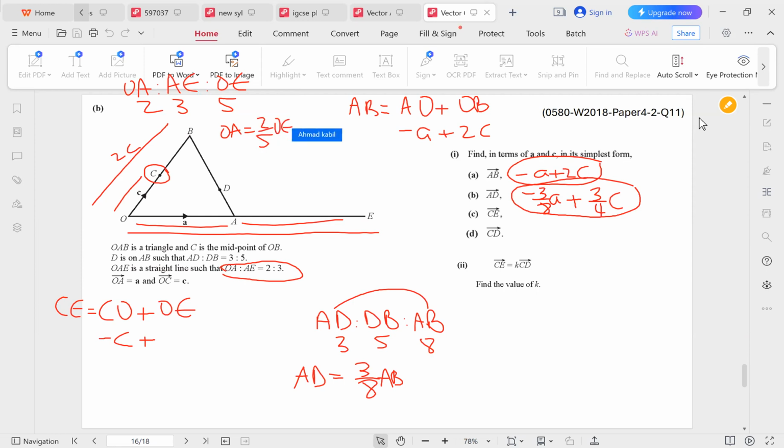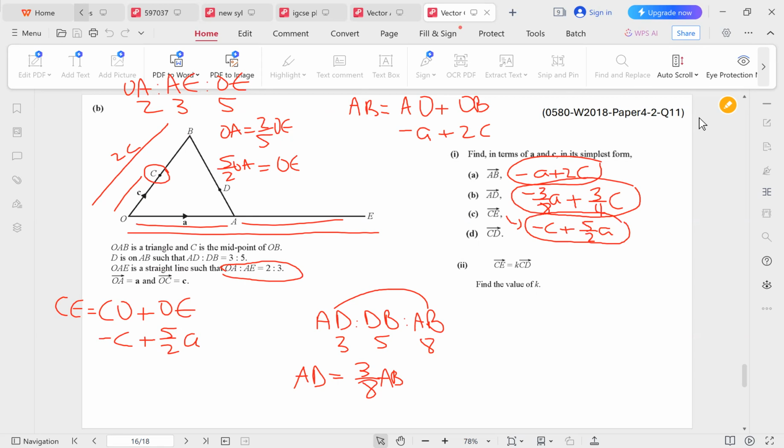Since we are interested in OE, we can rewrite the equation as OE equals 5 over 2 OA. Of course, OA is just vector A, so we can write this as 5 over 2A. And that would be the answer to question C. So negative C plus 5 over 2A, that would be the answer to question C.